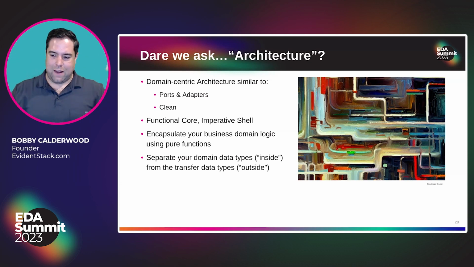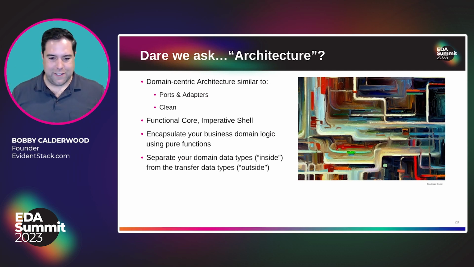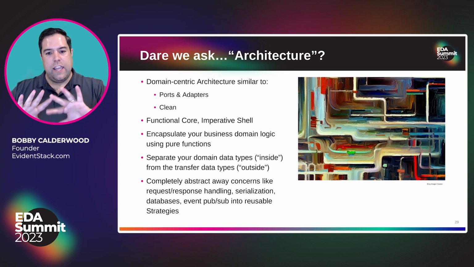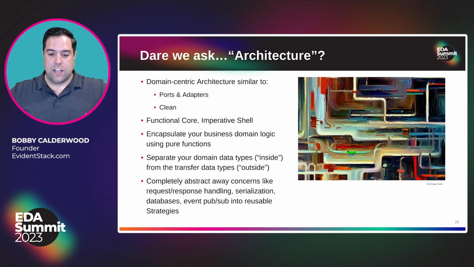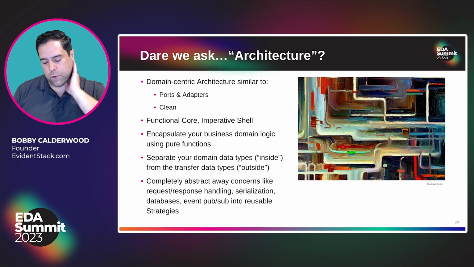And then on the outside, we've got these transfer types. And these are about serialization and storing stuff in databases and transmitting it on the wire and all of that. So we want to separate those two different types because they have different jobs. And the benefit here is that by following this architecture, we can completely abstract away the really messy world of request and response handling and serialization and pub/sub and all this stuff into reusable strategies that are agnostic to the business logic. And you can just plug in arbitrary business logic and that strategy will work for arbitrary business logic. So we'll talk about that a little bit.